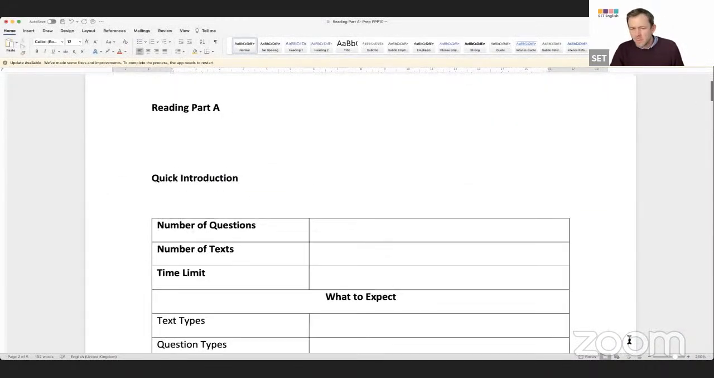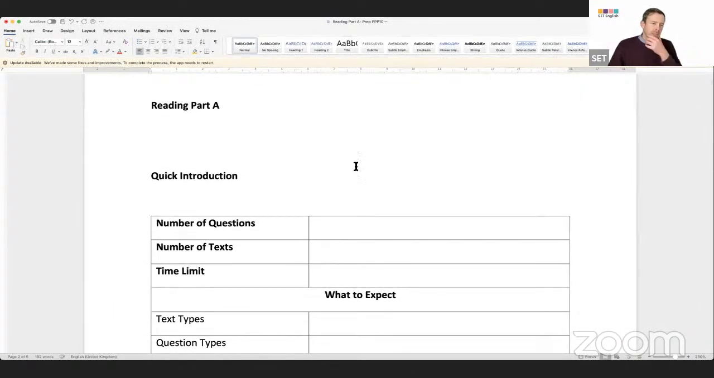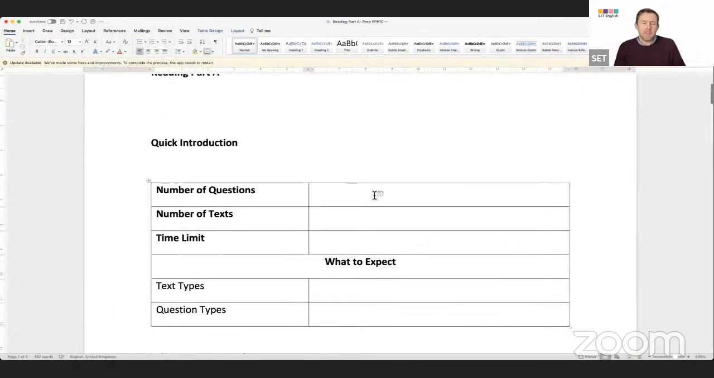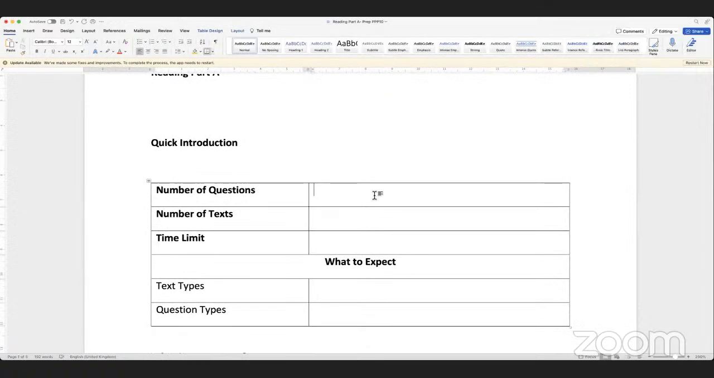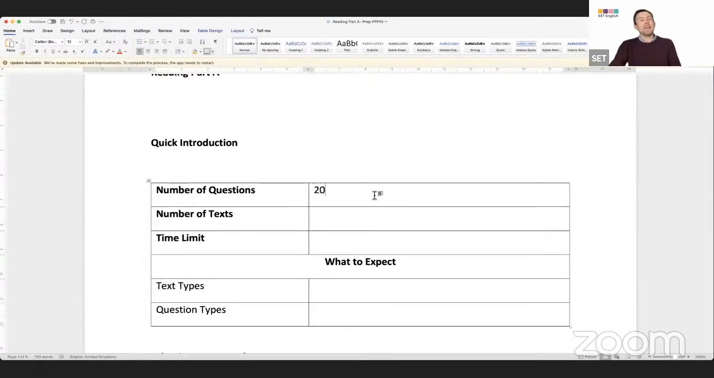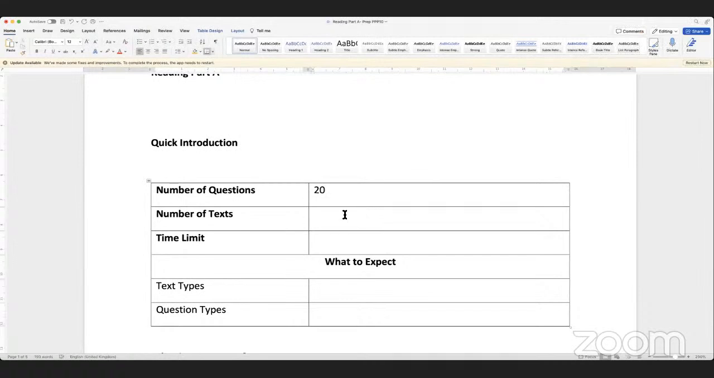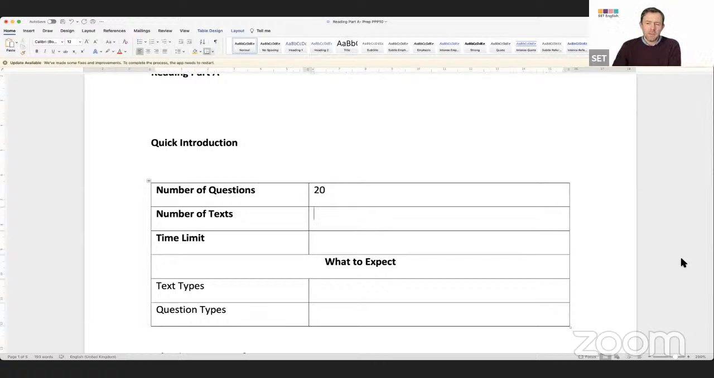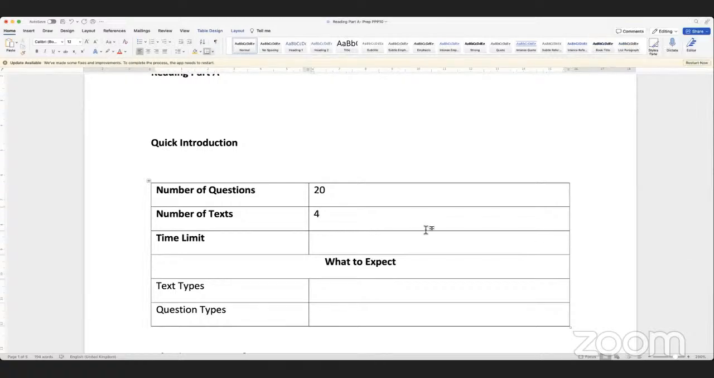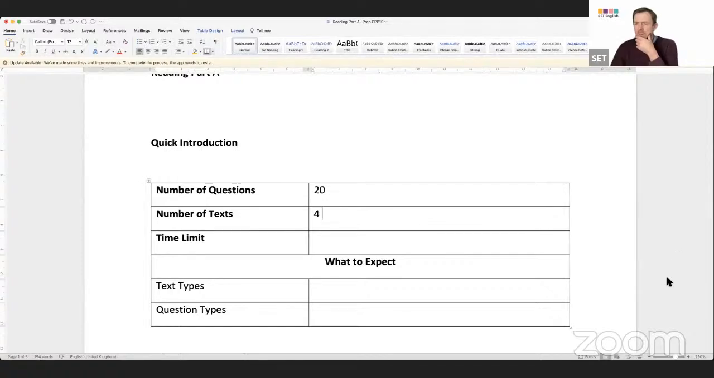All right, okay, so let's do a quick introduction to reading part A. Number of questions, how many? 20. 24, isn't it, in what other part of the exam? Listening part A. Number of texts? 4 texts. Okay, 4 texts.